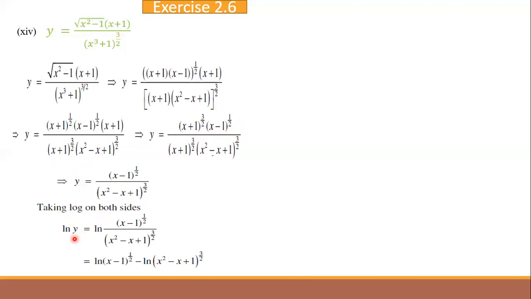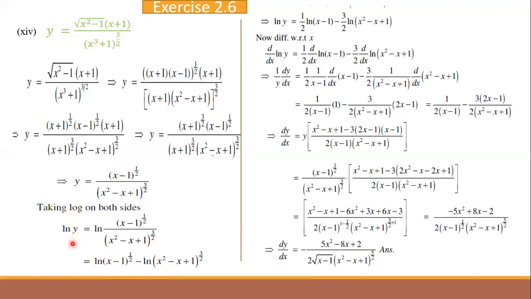Taking log on both sides, natural log of y is equal to natural log of x minus 1 raised to power 1 by 2 divided by x square minus x plus 1 raised to power 3 by 2. And we know that log of a over b can be written as log of a minus log of b. So natural log of y is equal to natural log of x minus 1 raised to power 1 by 2; the power comes first. So 1 by 2 natural log of x minus 1 minus 3 by 2 natural log of x square minus x plus 1. In both cases the power comes first.